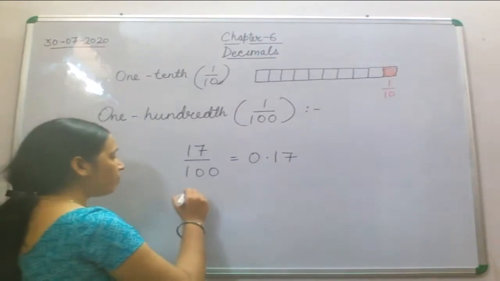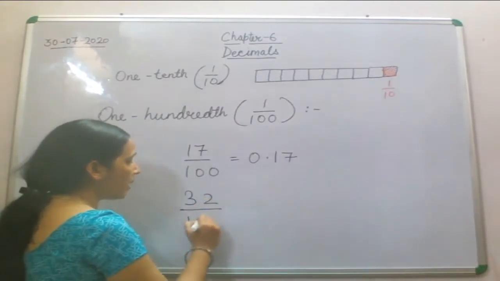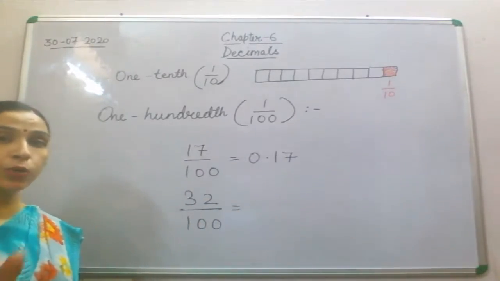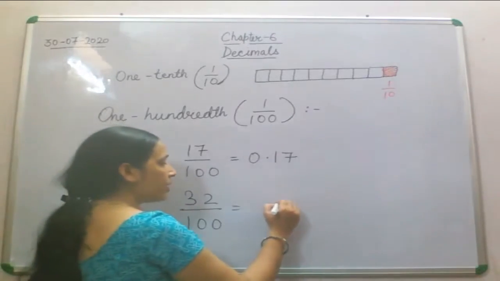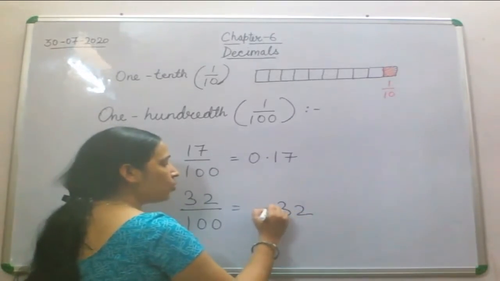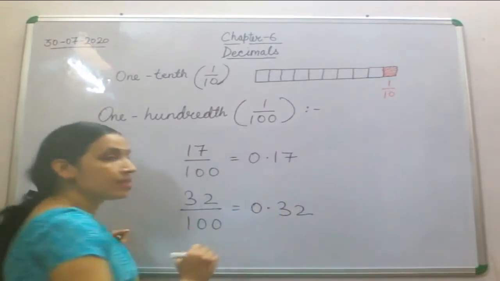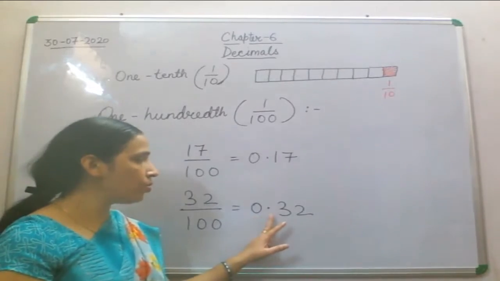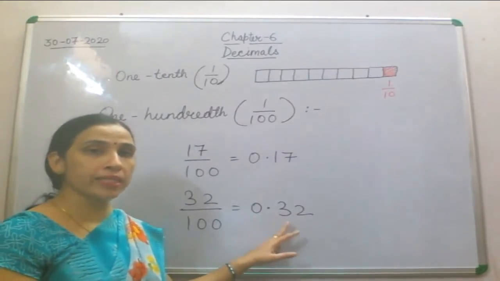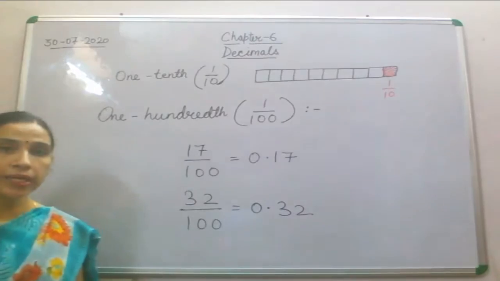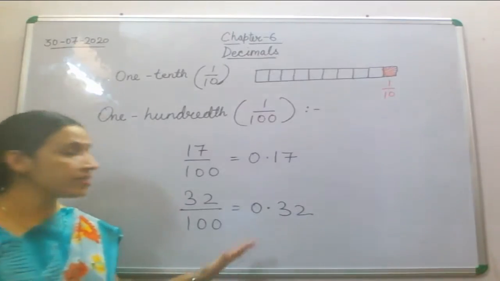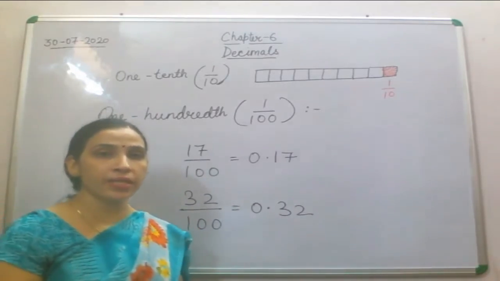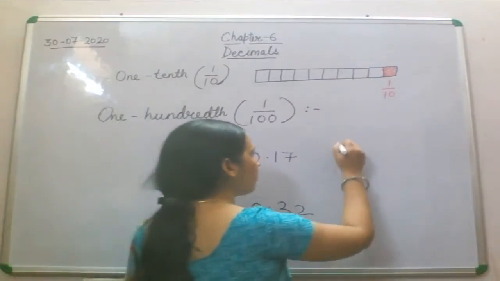Now let's take a few more examples. 32 divided by 100. So what will be your answer? Yes, you are going to put the decimal point: 3, 2 is there, 1, 2, decimal point and then 0. So what is the answer here? 0.32. Let's take a few more examples.